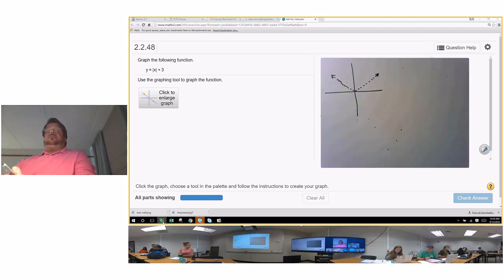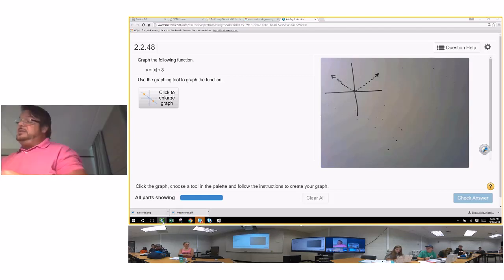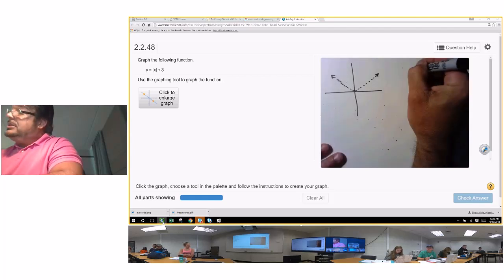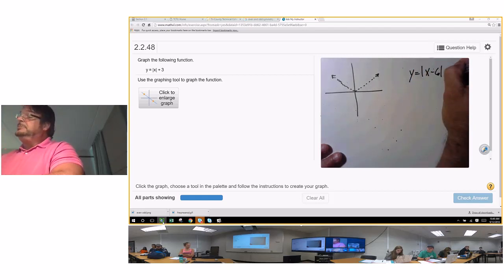You're right. You're correct, what you just said. But how do you know? Because it's not inside of the absolute value symbol. I'm just amazed. That's what it means. This is what it would look like if it was a horizontal shift: y is equal to the absolute value of x minus 6, plus 4. That's what a horizontal shift would look like.